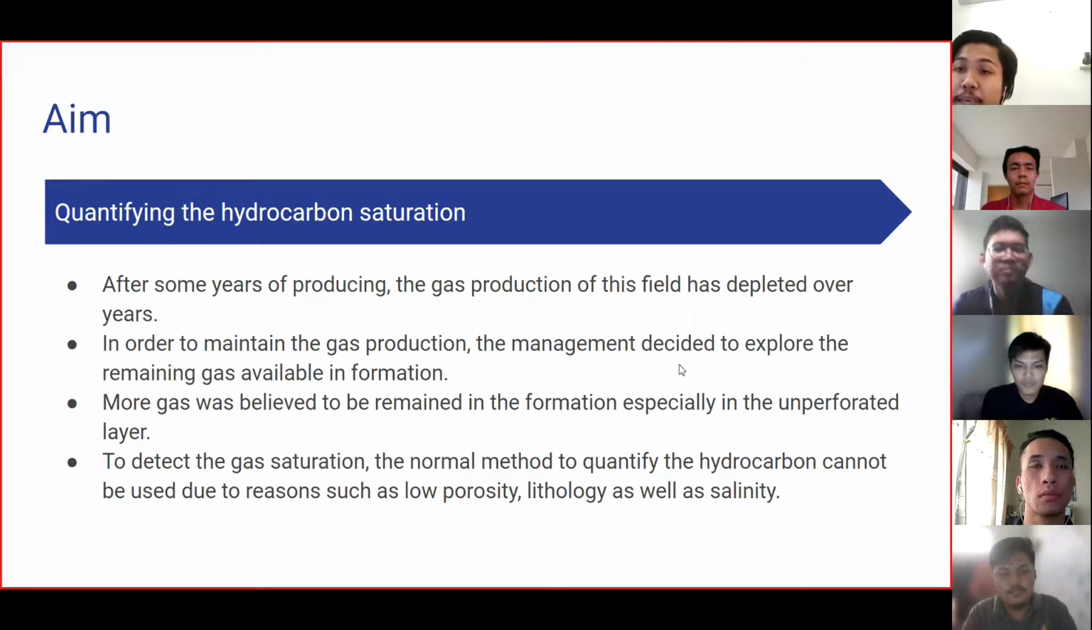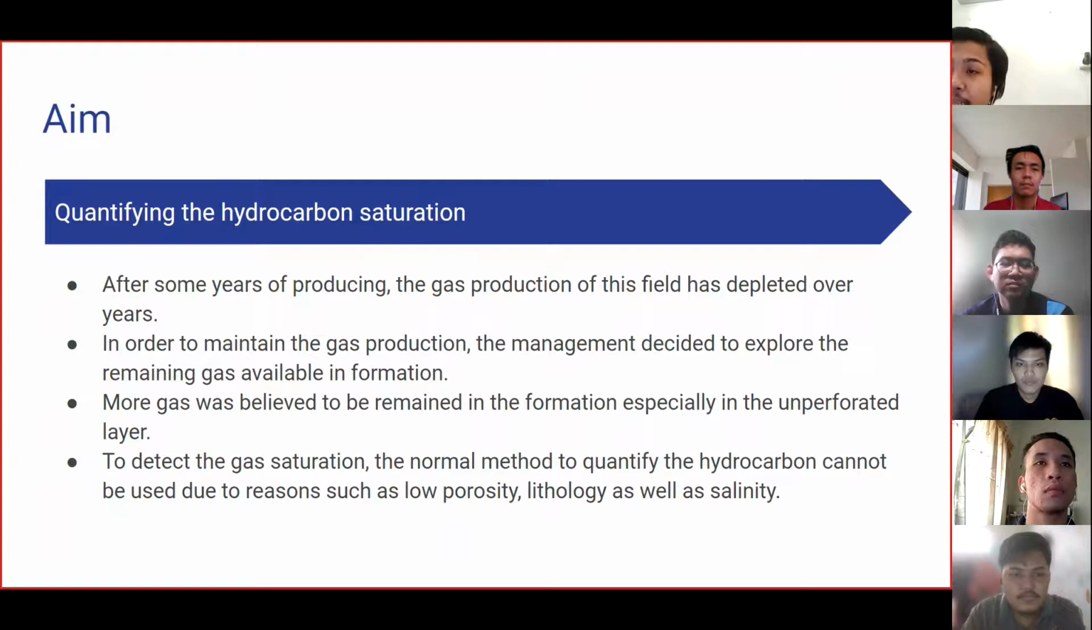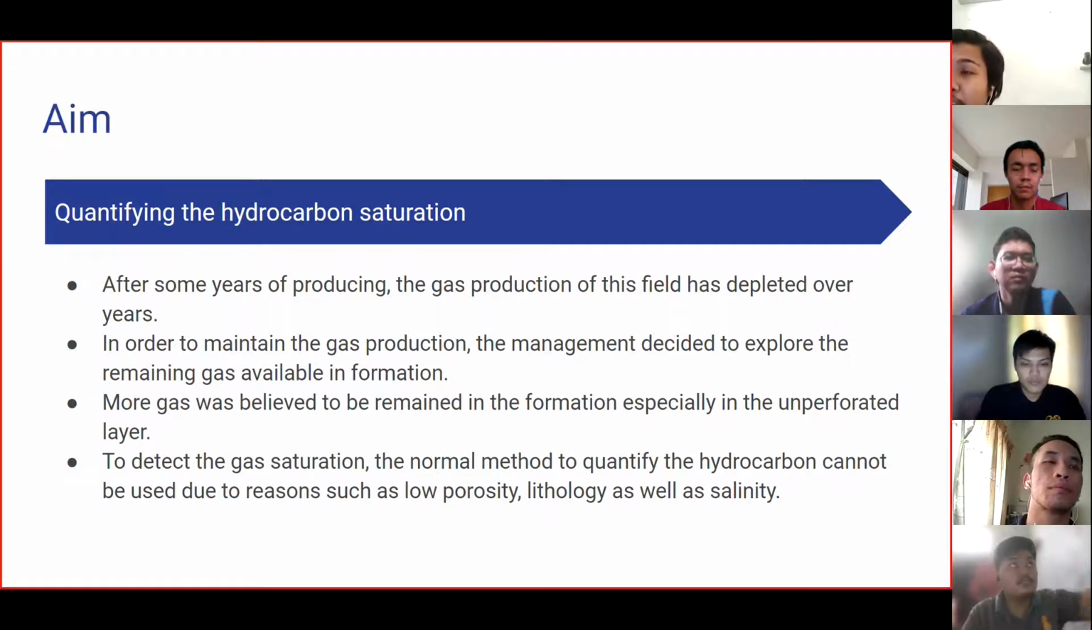The aim of the main case study is basically to quantify the hydrocarbon saturation. After some years of producing, the gas production of this Mutiara field has depleted over the years. In order to maintain the gas production, the management has decided to explore the remaining gas available in this particular formation.